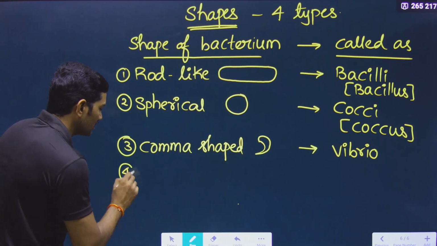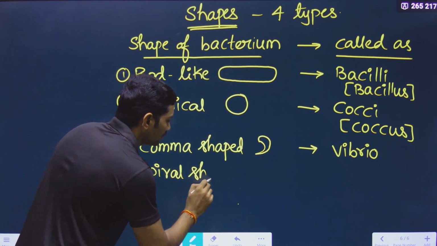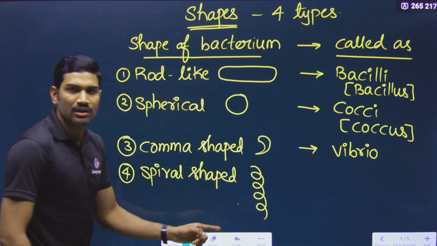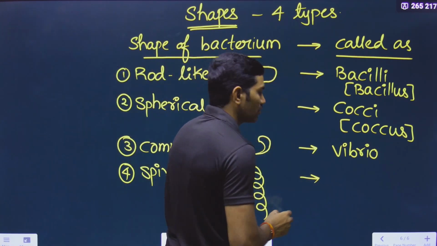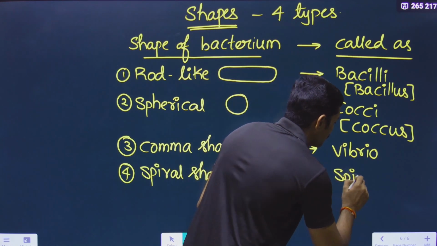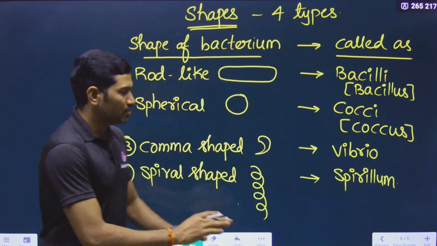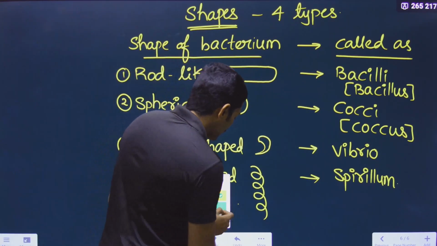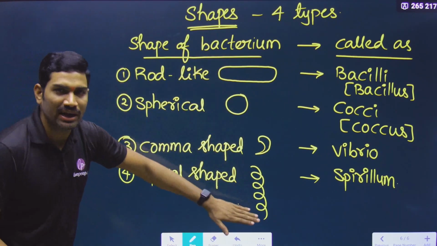And the next one is regarding spiral shaped. Spiral shaped means what? Like this they are present. Understood or not? This is called the spiral shape. And if they are present like this, they are called spirillum. These are some important points that we need to notice. Understood or not? So in this way, in the NCERT, they are talking about mainly four different shapes of bacteria.